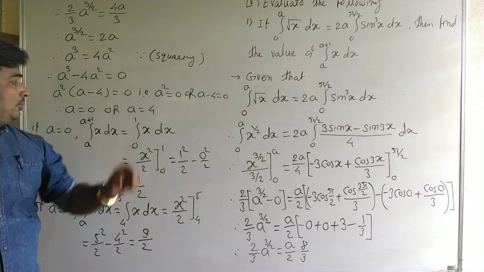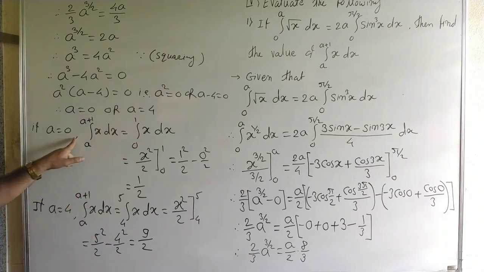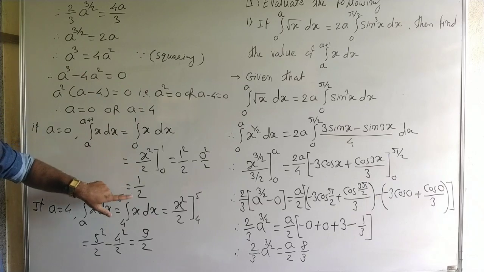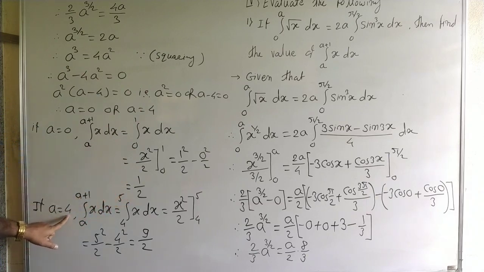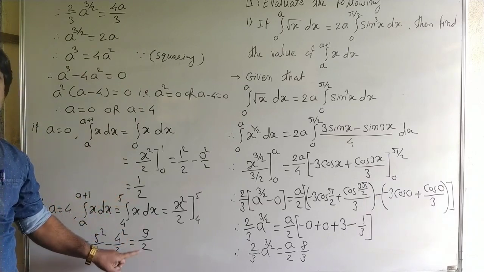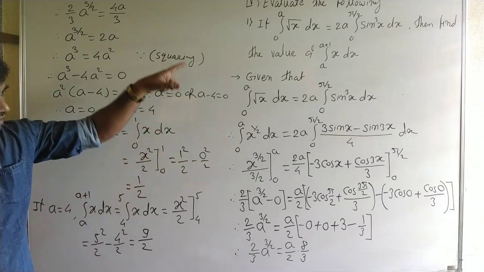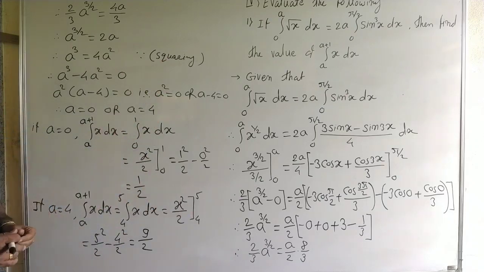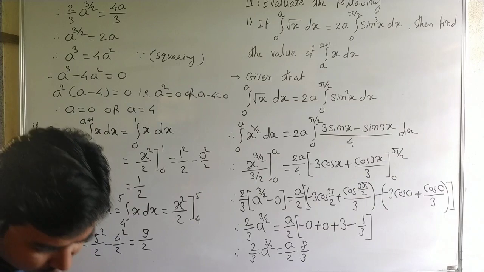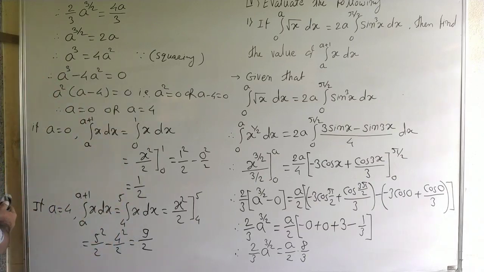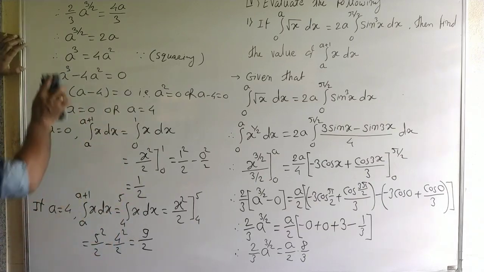That means if a is equal to 0, the value of this integral is 1 by 2, and if a is equal to 4, then the value of this integral is 9 by 2. Okay, see carefully this. Now you see the next example.